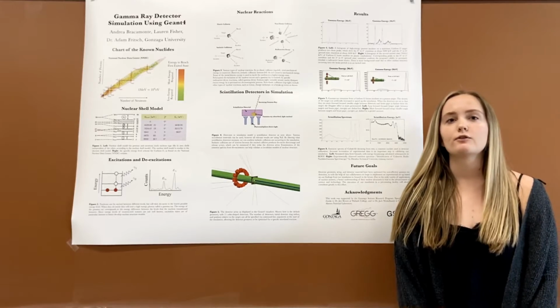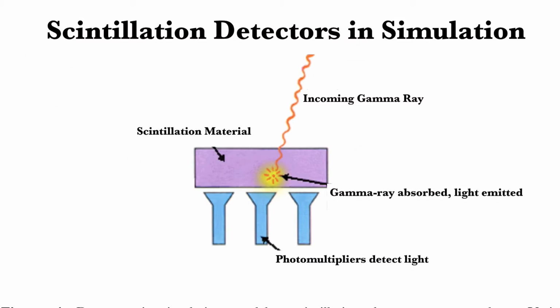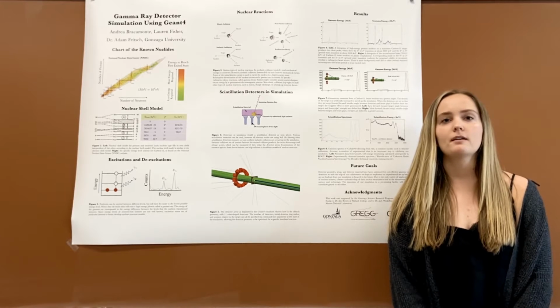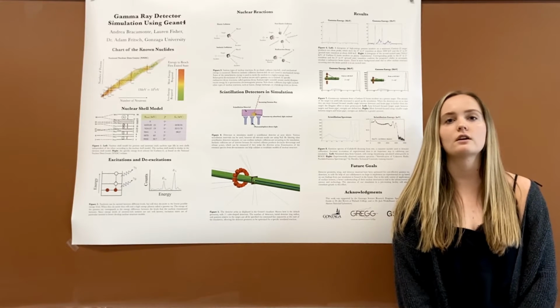As seen in figure 4 on our poster, our simulation uses a sodium iodide scintillation detector. Once the particle enters the detector, the gamma ray is absorbed by material and converted to light, then measured by photomultipliers. Because of the slow nature of the simulation, it was best practice for us to handle data analysis post-simulation so that we could run different analyses after a single run.